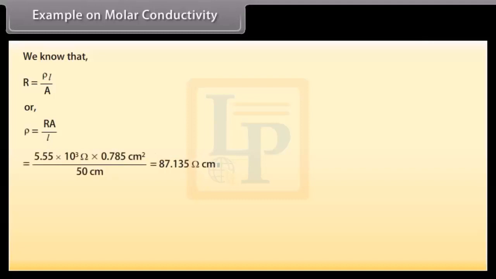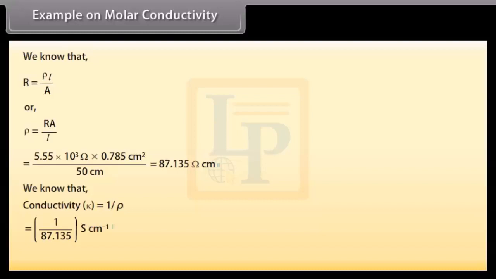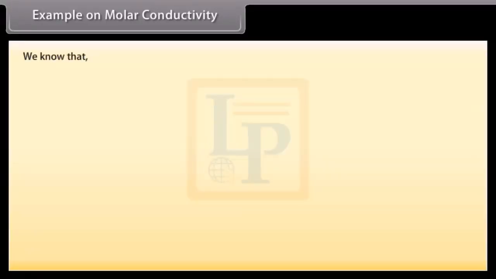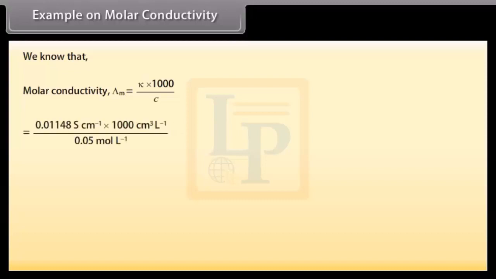87.135 ohm centimeter. We know that conductivity is the reciprocal of resistivity. By putting the values, we get conductivity is equal to 0.01148 Siemens centimeter inverse. We know that molar conductivity is equal to kappa multiplied by 1000 divided by C. By putting the values, we get molar conductivity is equal to 229.6 Siemens centimeter square mole inverse.